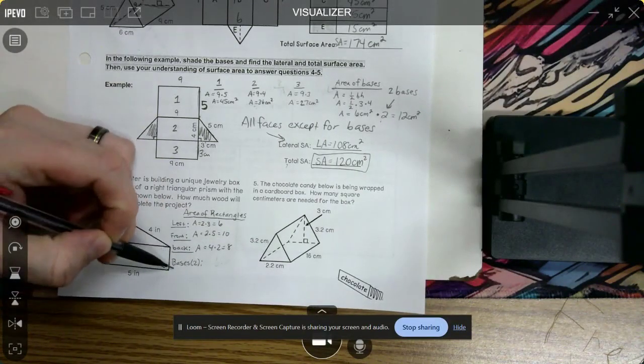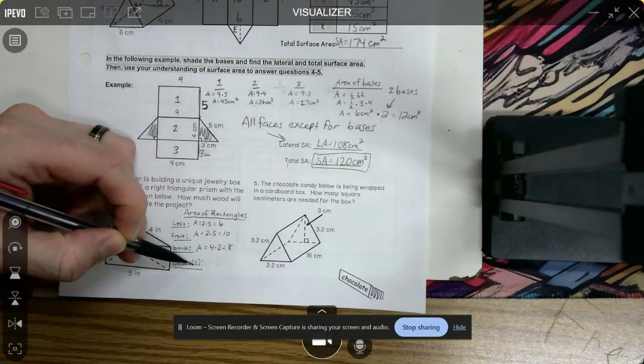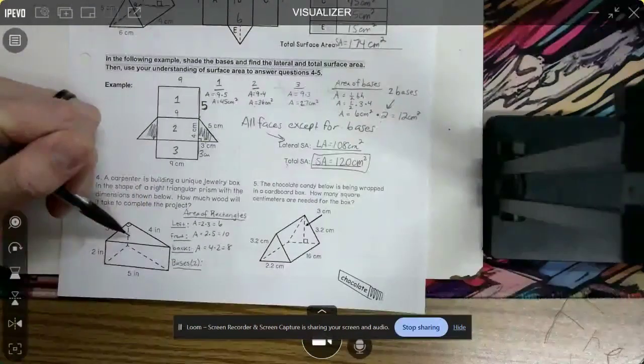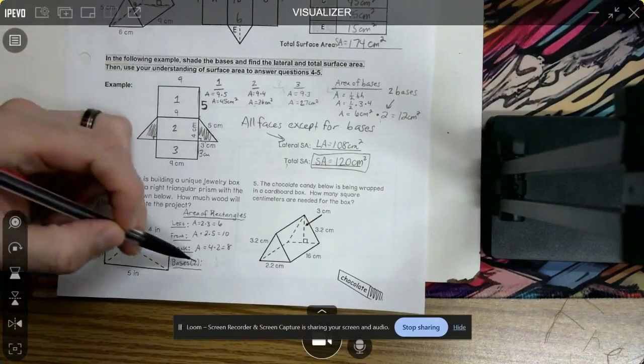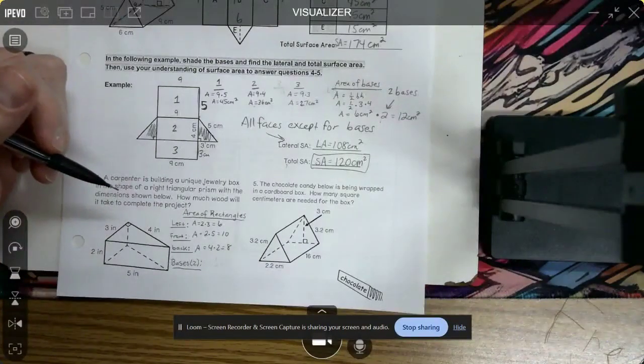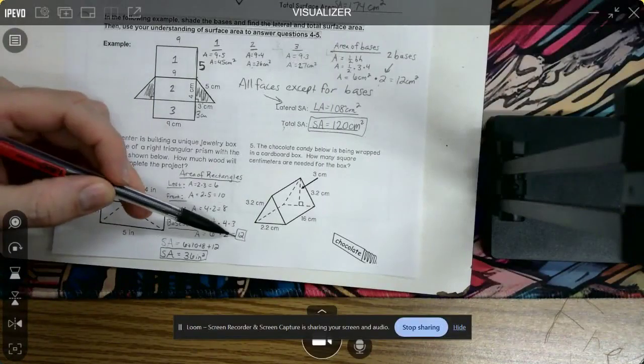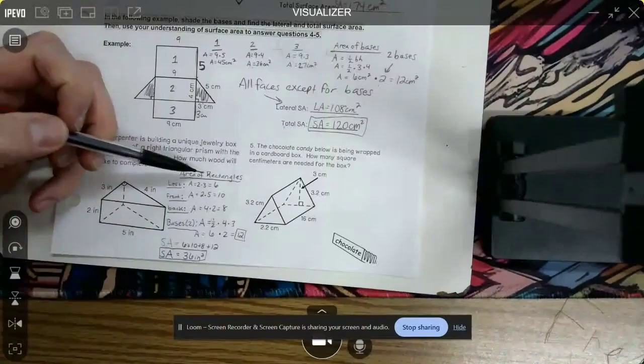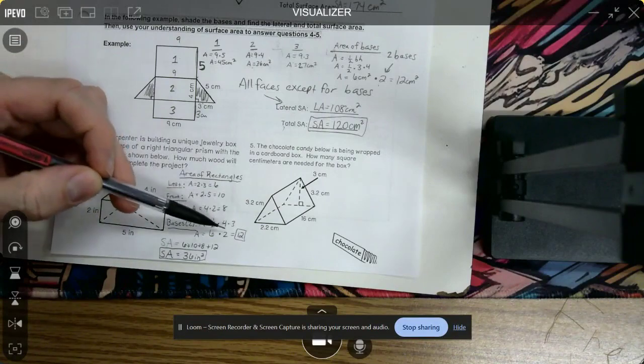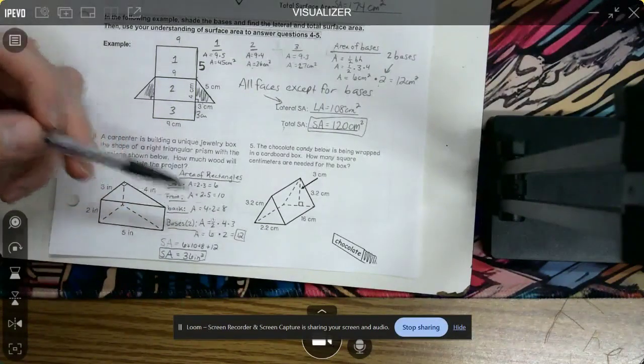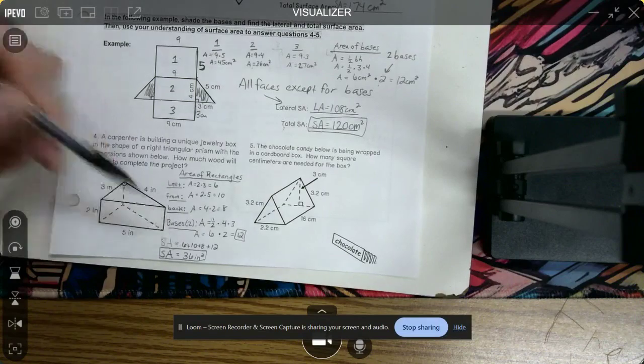Now we have to find the area of the bases. So I put parentheses 2 because I just have to multiply it by 2 since the triangles are congruent. So go ahead and pause the video. Try to find the area of your 2 triangular bases. All right, the area of your 2 triangular bases is 12. So add up all the area of your rectangles with the area of your bases, and you get a total surface area of 36 inches squared.